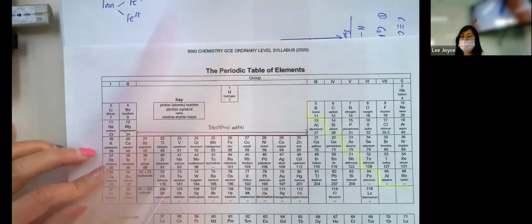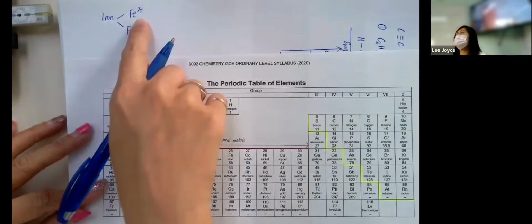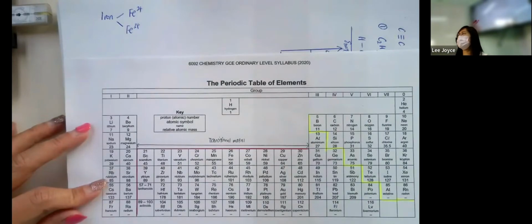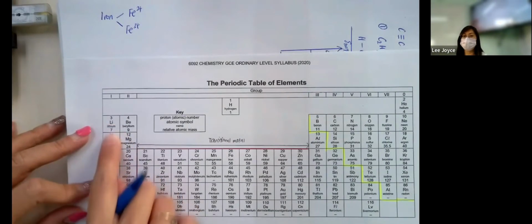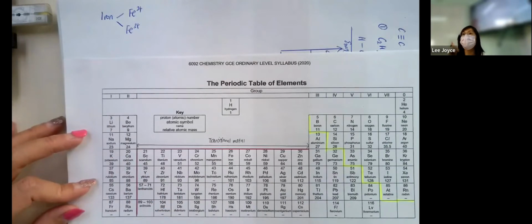That means the iron can either choose to lose 2 electrons to form the Fe2+ ion, or it can also lose 3 electrons to form the Fe3+ ion. So there's no fixed number, unlike the other groups of the matter. If you look at group 1 matter, lithium, sodium, potassium, they all have 1 electron on the outer shell, right? And what does it mean? That it can lose 1 electron.